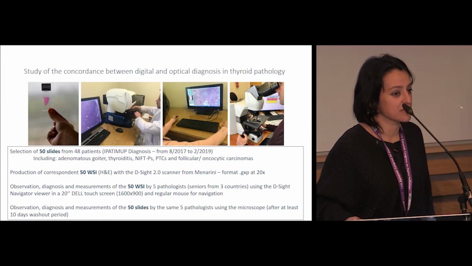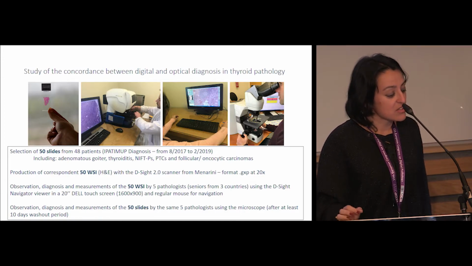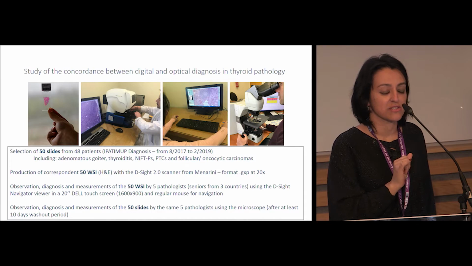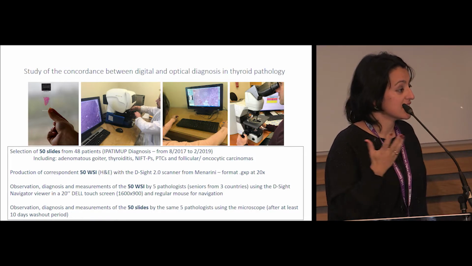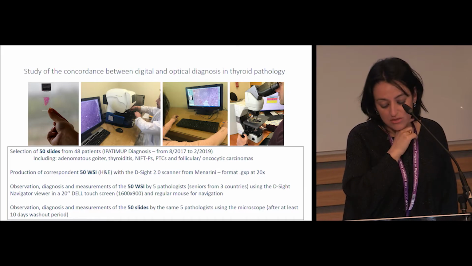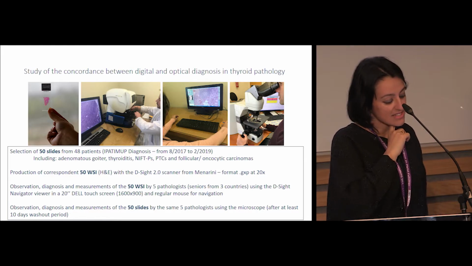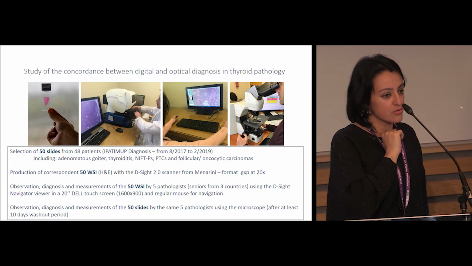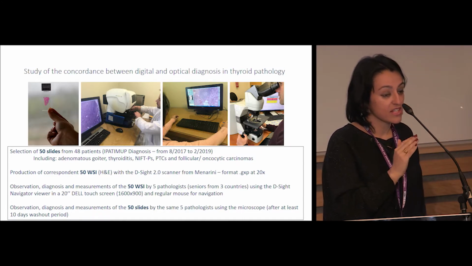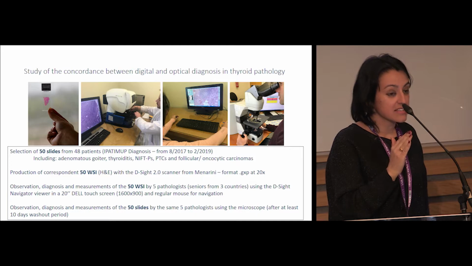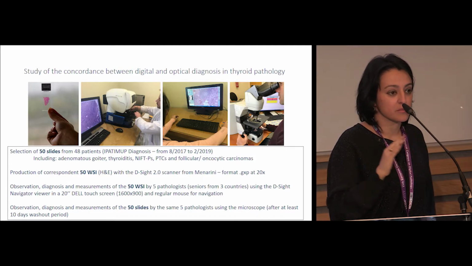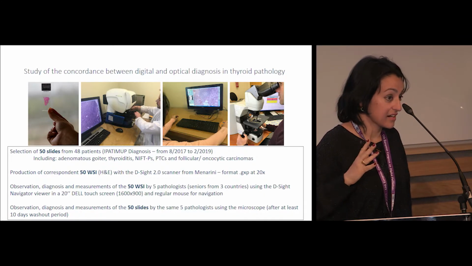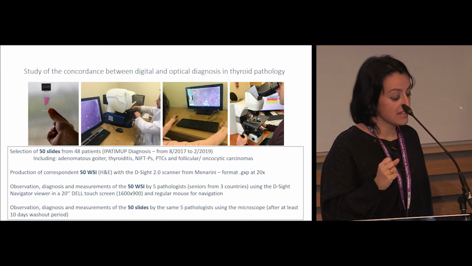So I decided to play a bit with this, me and my colleagues. We started with a study of the concordance between the digital and the optical diagnosis of thyroid pathology. This has been done before, as in other models, but this time we decided to do something a bit different. We used 50 slides from 48 patients, and I included these types of pathology: adenomatous goiter, which is benign; thyroiditis, which is inflammation and also benign; these low-grade NIFT-Ps; papillary thyroid carcinomas; and other types of carcinomas, follicular/oncocytic carcinomas, that are now different, but are of the same family of tumors.